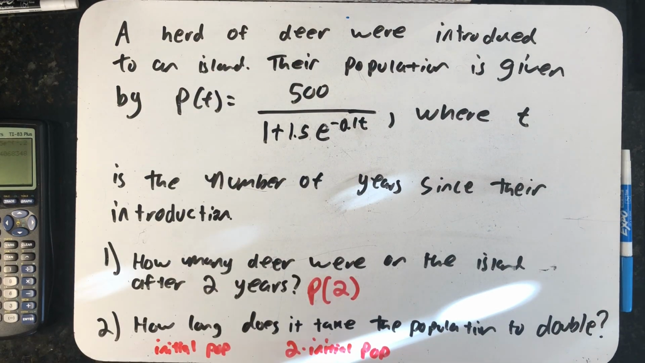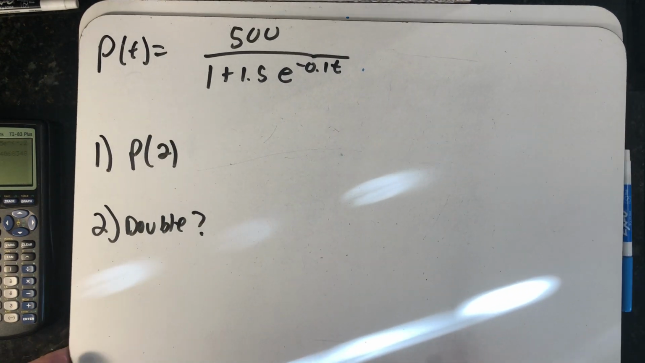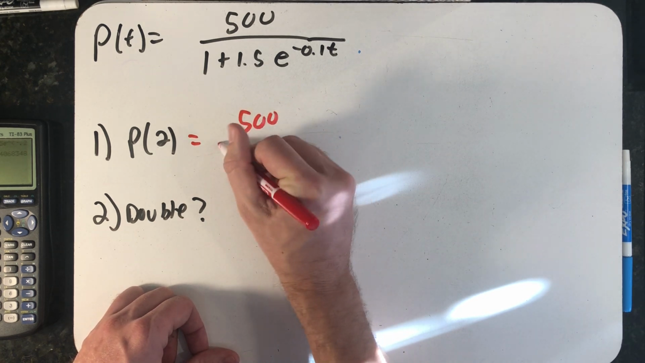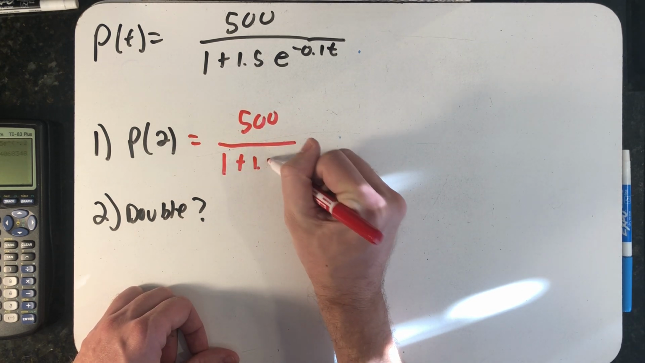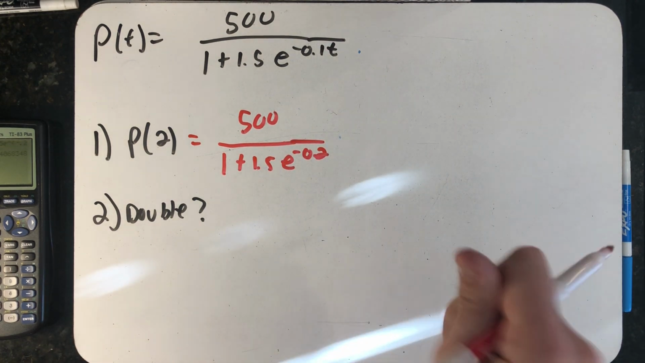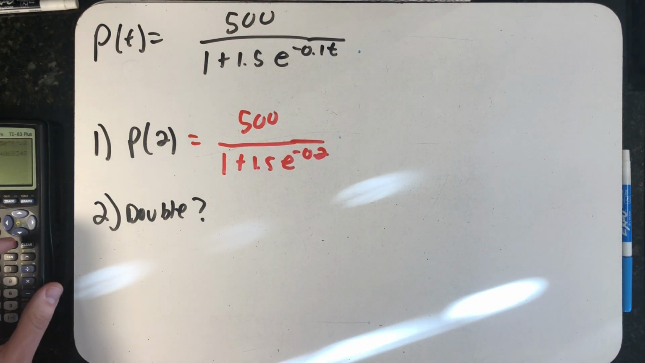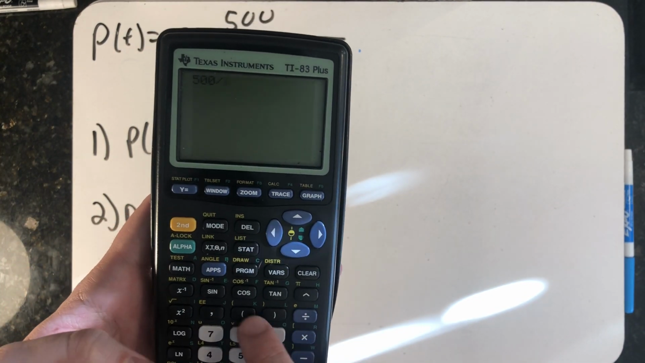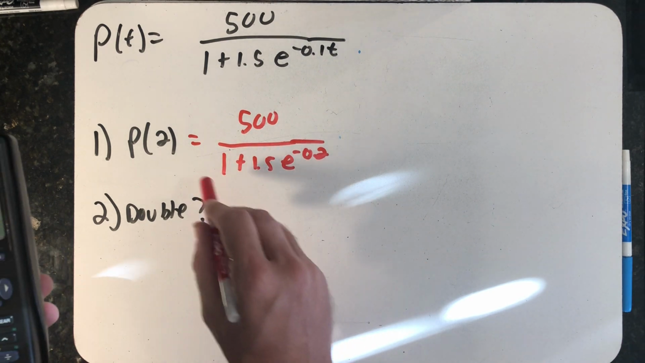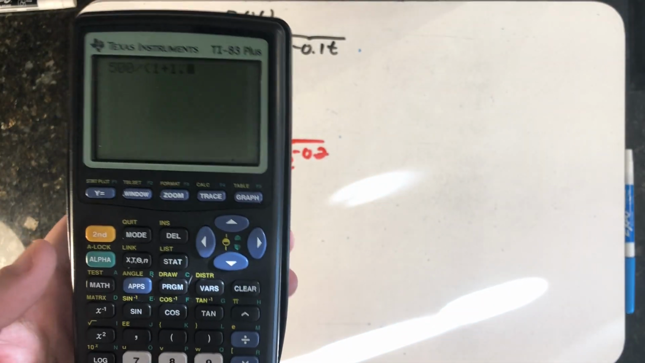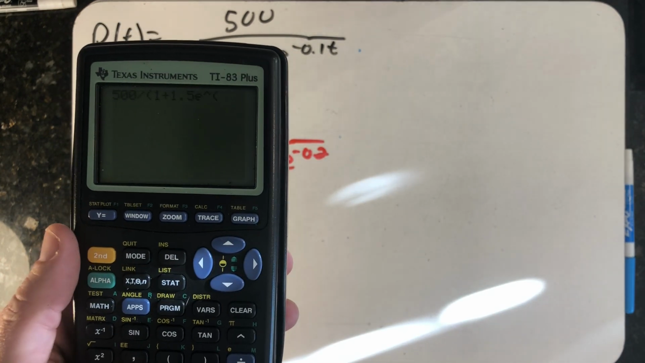All right, we'll start with number 1. So P(2). I'm just evaluating the function when t is equal to 2. And outside of multiplying minus 0.1 by 2, I'm going to let my graphing calculator do the heavy lifting. 500 divided by, and now I need to be careful. Everything that's on the bottom is going to need to go in a set of parentheses on my older calculator here, so I make sure I'm dividing by everything I'm supposed to be.